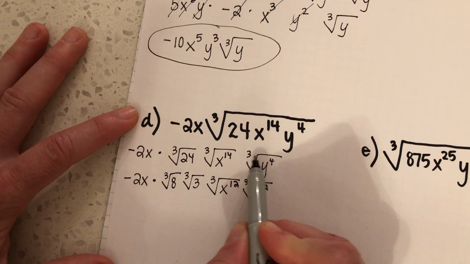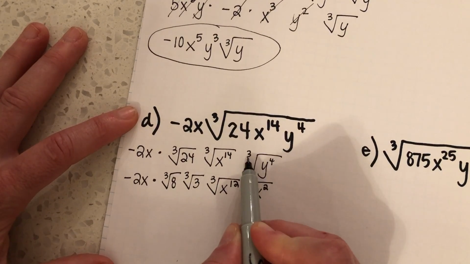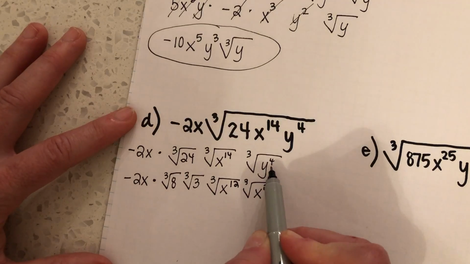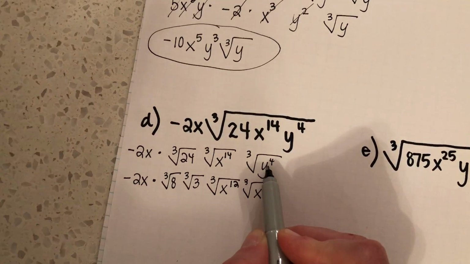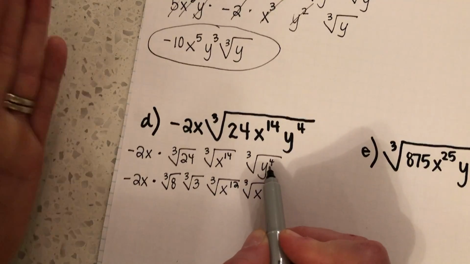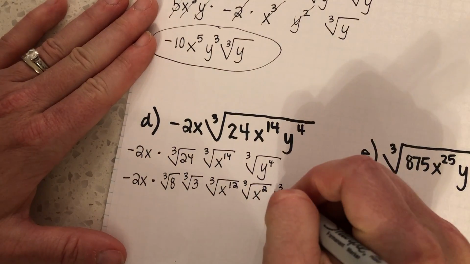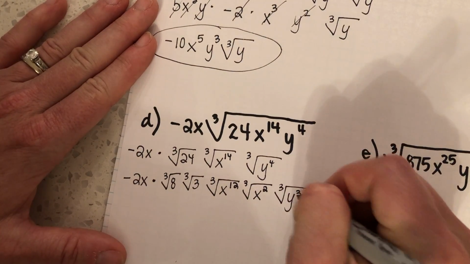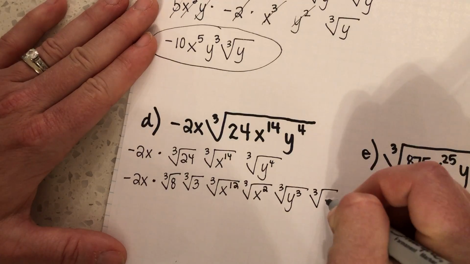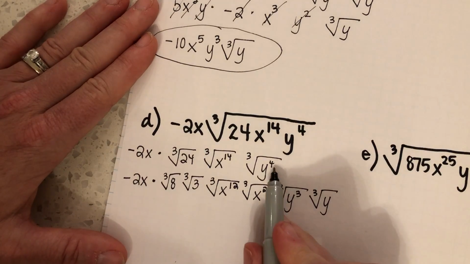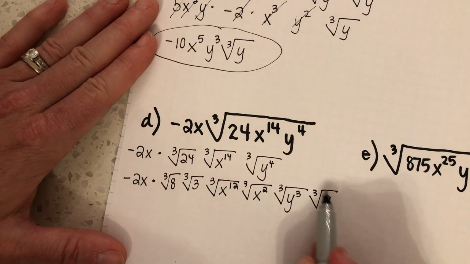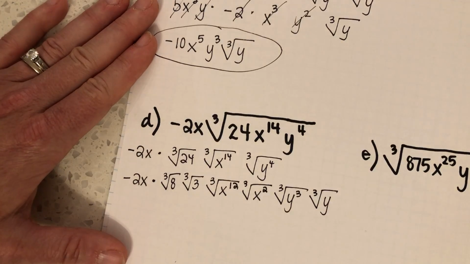Does this power divide by that root? Does 4 divide by 3? No. So what's the closest number to 4 without going over that will divide by 3? 3, right? So we're going to split it up into the third root of y to the third times the third root of, well, how many y's are left over to get you back to 4? 3 plus 1 is 4. So 1 is left over.